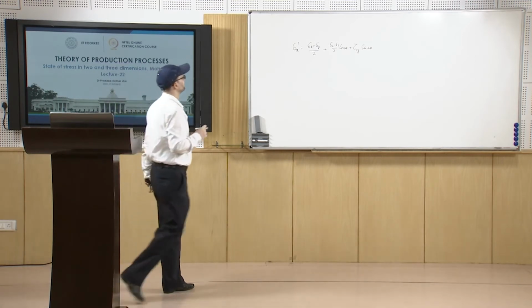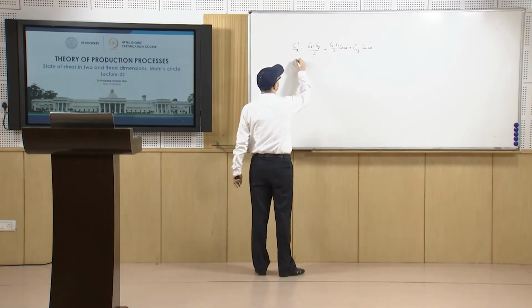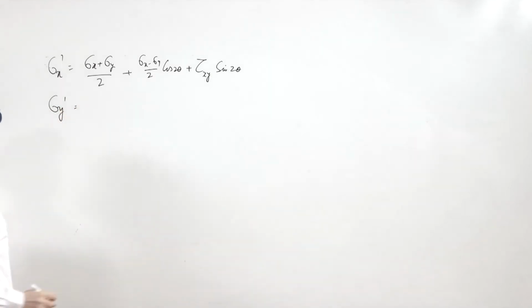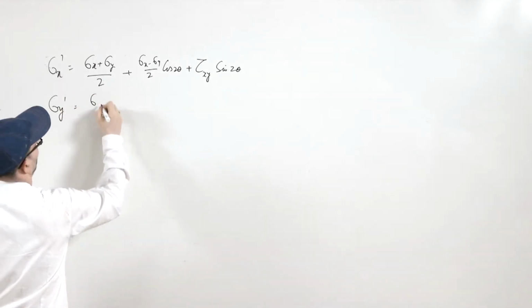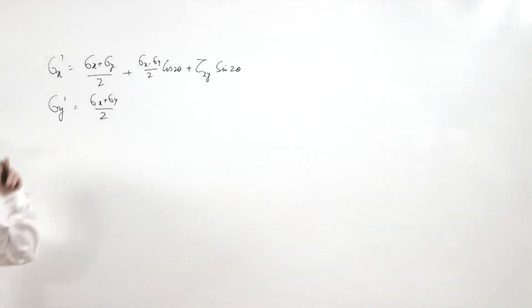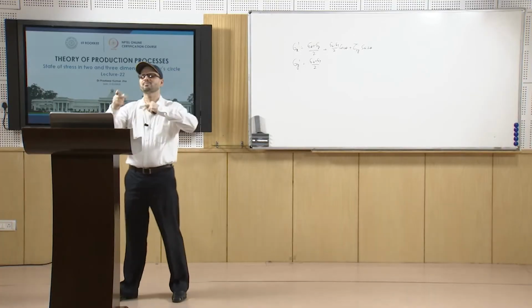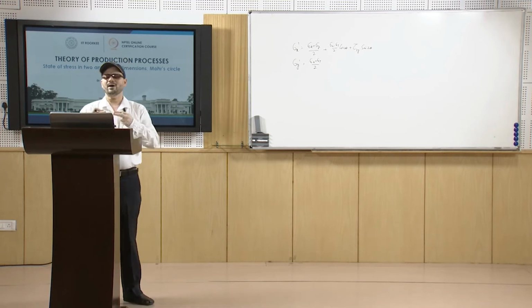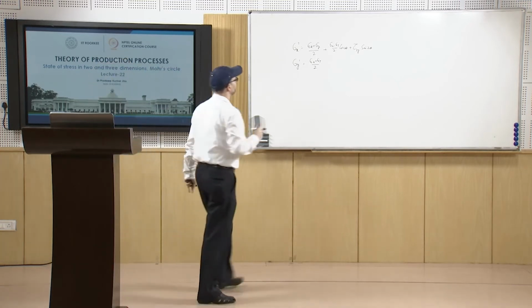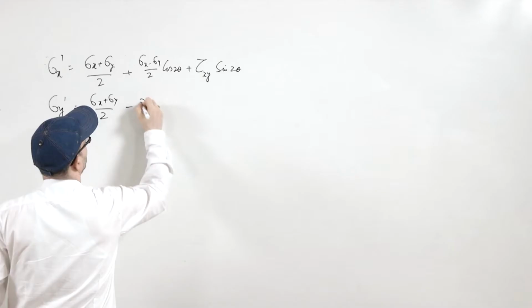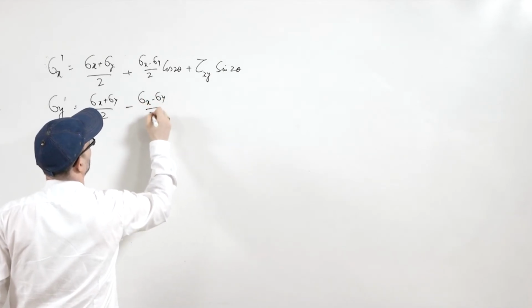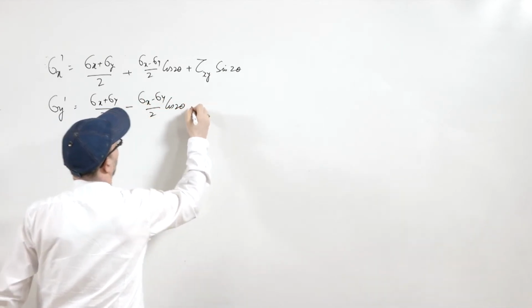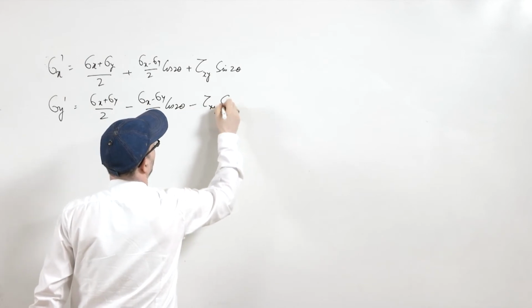Then you have sigma y prime, that will be again sigma x plus sigma y by 2. Then you will have the minus sign. So, it will be minus sigma x minus sigma y by 2 cos 2 theta, minus tau xy sin 2 theta.